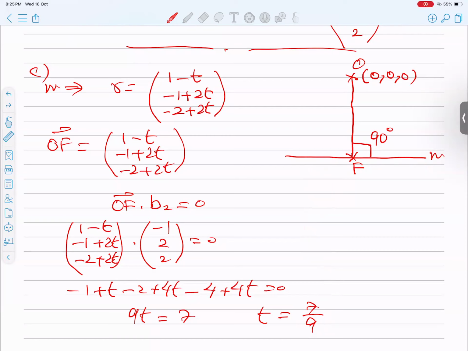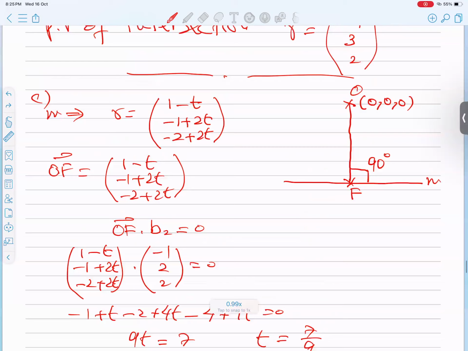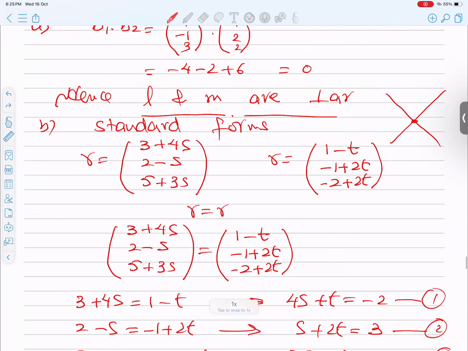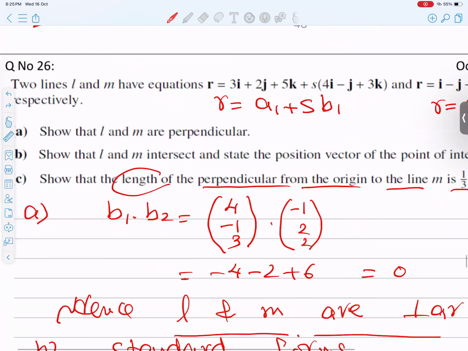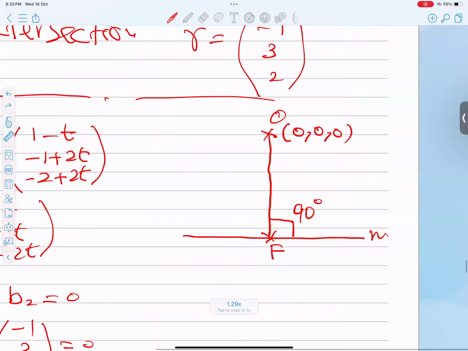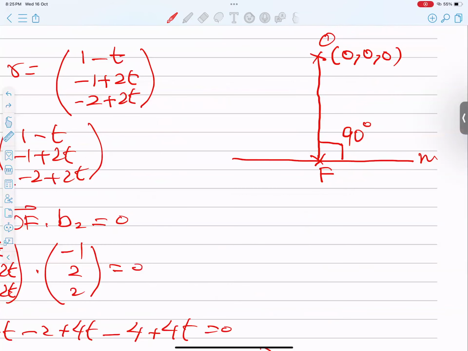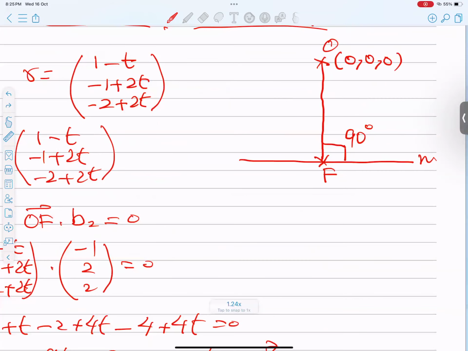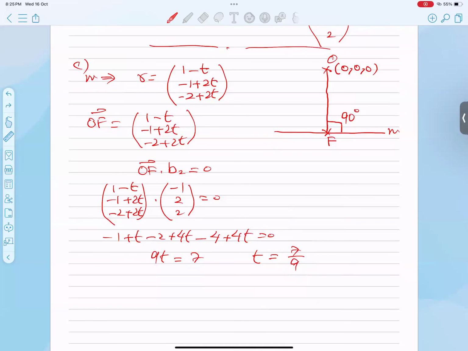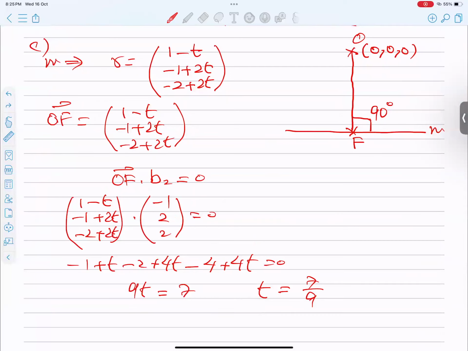How can we complete it, students? Because he did not say to find the perpendicular. He said find the distance. So have a read, please: length of the perpendicular from origin. So in short, we are looking for this distance. For that reason, I need the F coordinates. How to find the F coordinates, friends? Plug t back into this. So let's find it. I'm finding OF now.